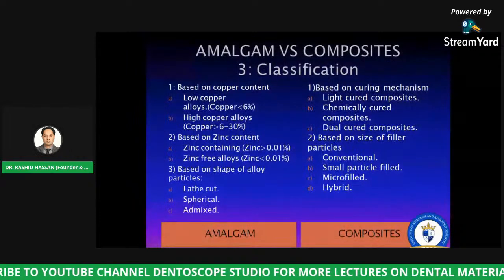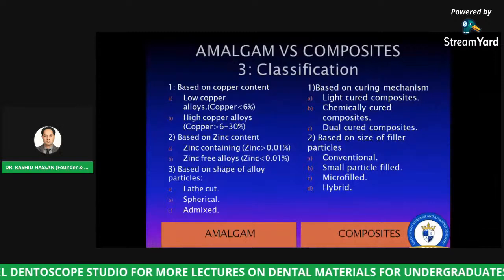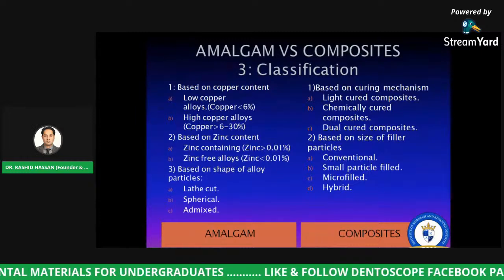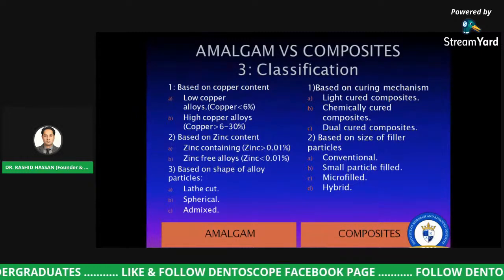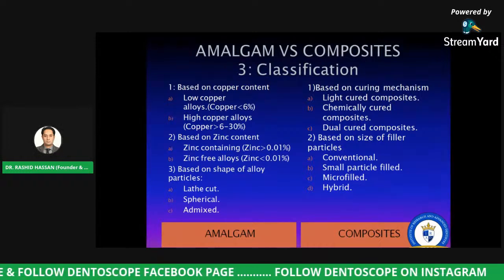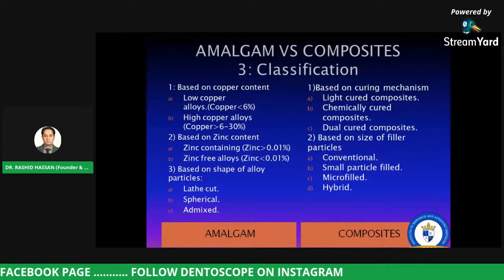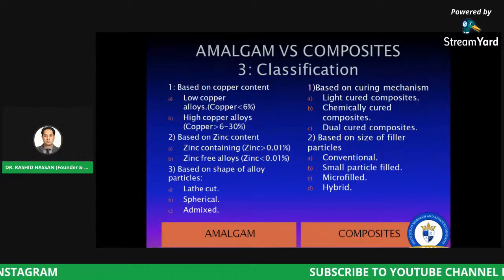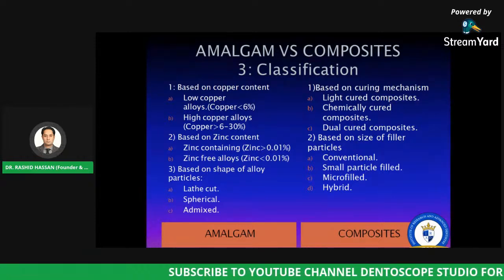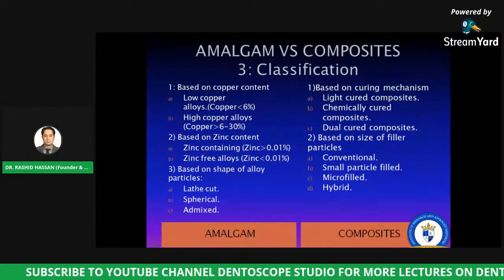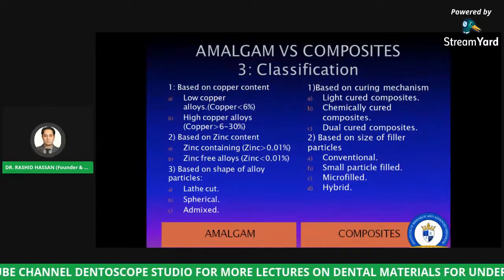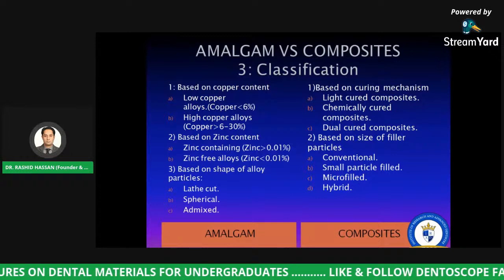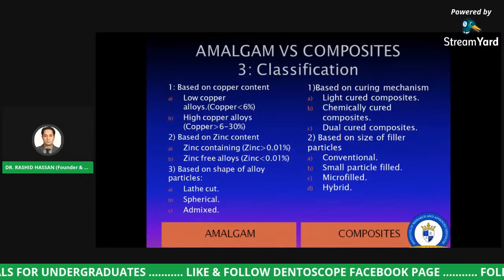In low copper amalgam, the copper content is less than 6%, right? And in high copper, the copper content ranges from 6 to 30%. So that's the difference. The 6% is basically a borderline, a demarcation. If it is less than 6%, it is called low copper dental amalgam. If it is more than 6%, up till the 30% mark, you can call it a high copper dental amalgam.